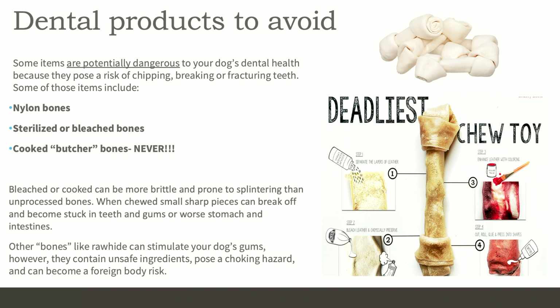Some items that are marketed as dental products are potentially dangerous because they pose a risk of chipping, breaking or fracturing the teeth. Some of those include nylon bones, sterilized or bleached bones, and cooked butcher bones, which we should never ever give. And bleached or cooked can be more brittle and prone to splintering than unprocessed bones. When chewed, these cooked bones will form sharp pieces which can break off and become stuck in the teeth and gums, or worse, cause gut perforations in the stomach and intestines.